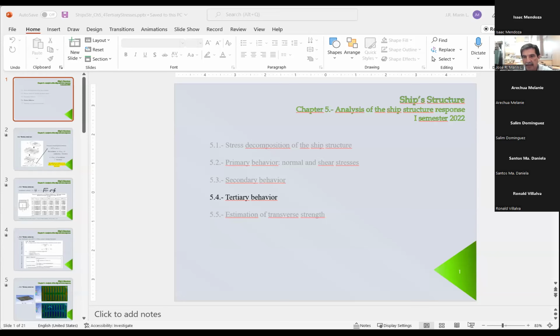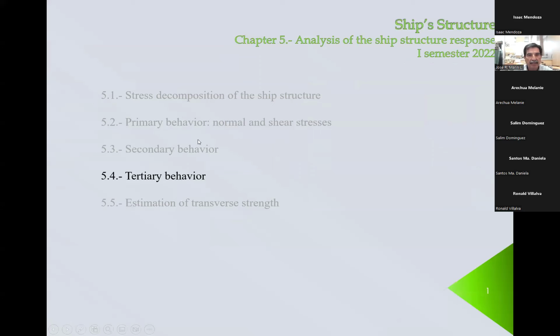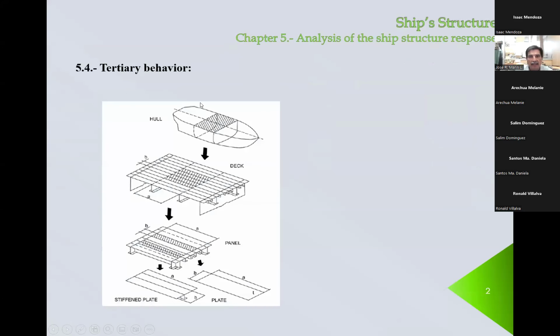So let's go on to the next topic. And the next topic is the tertiary behavior of the structure. In this case, this is a figure that we used at the beginning of the previous subchapter. This is the combination, as you can see here: plate, stiffeners, girders. And in here, we can identify a piece of plate between stiffeners and girders. And that's what we consider our tertiary structure.